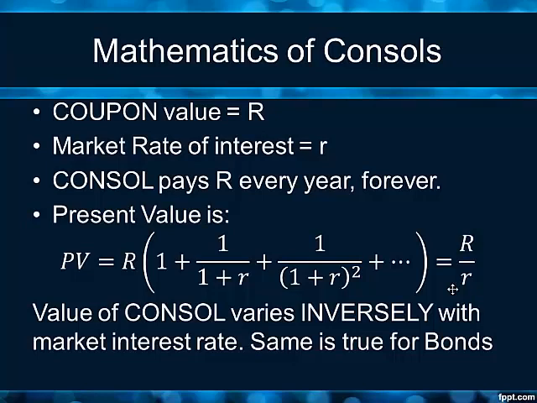Now there are two values. This is what generally gets confused by students. So there is the coupon value of the bond, which is capital R, and then there is the market rate of interest.